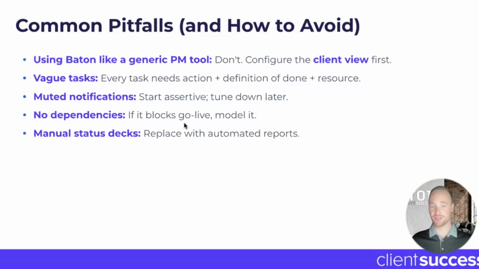Do not mute notifications, right? You can start aggressive, is my personal opinion and a typical best practice. Start heavy with notifications. You can always tune down later if you're getting feedback that, hey, I'm getting too many notifications. Again, don't have a lack of dependencies, right? If it blocks a go-live, model it. Manual status decks, let's avoid all of that, right?